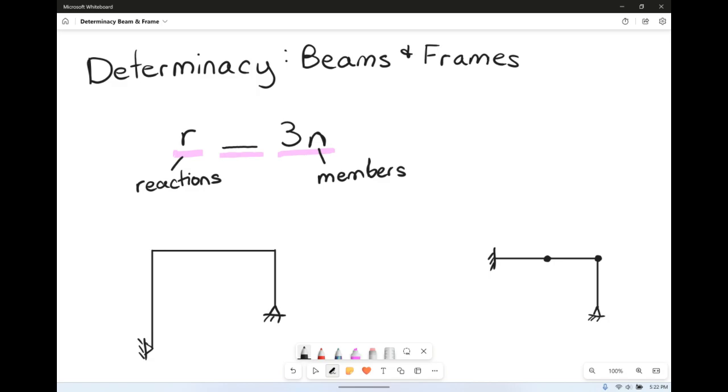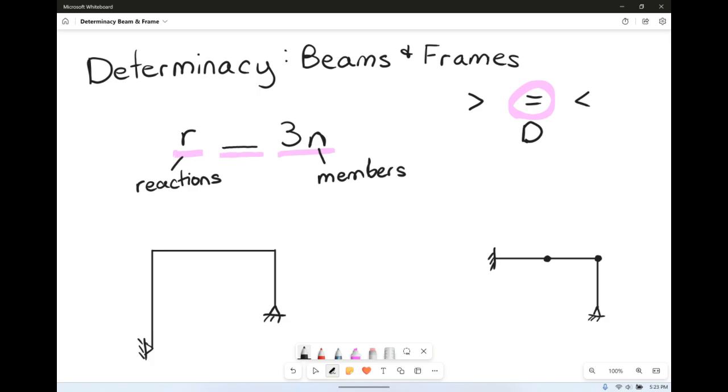So for the inequality, we pretty much have 3 options. We have a greater than, an equal, or a less than. Obviously the one we're shooting for is equal. If they're equal, then the number of reactions is equal to 3 times the number of members. This is statically determinate. So that's what we're hoping for, that the whole thing is determinate.